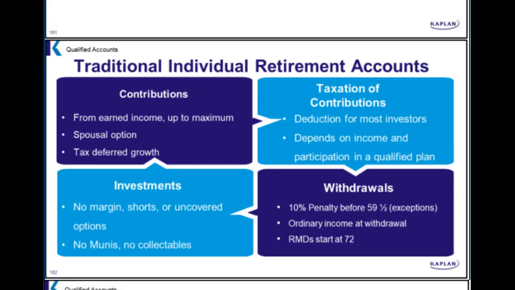A traditional IRA allows contributions up to a maximum. That maximum is whatever's allowed by the IRS or 100% of the income, whichever is less. If I've made, let's say, $100,000 this year, then I can do up to the IRS maximum. If I've only made 2,000 this year, then I would only be able to do 2,000. This would fall below the IRS maximum allowable contribution.